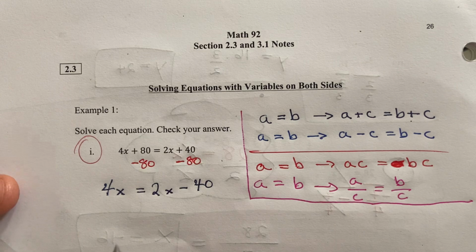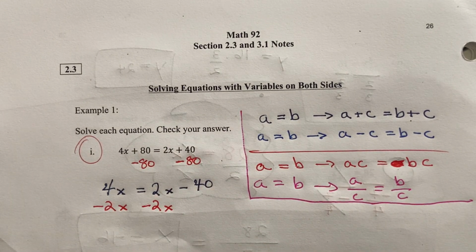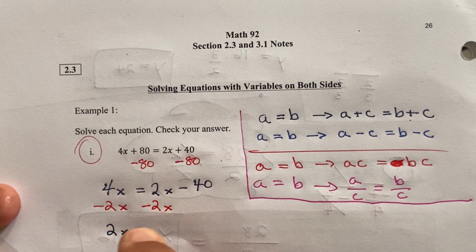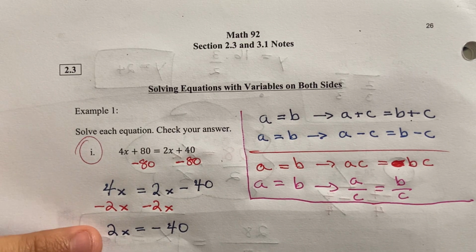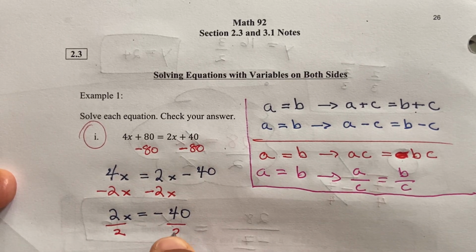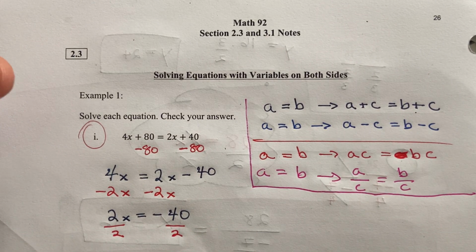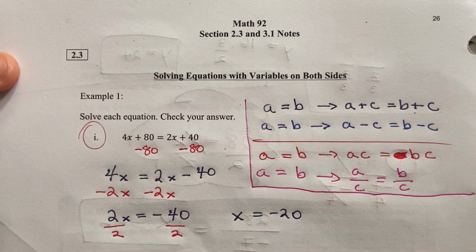Now I want to get these x's together. I'll subtract 2x. Again, that's the addition property of equality. And now to undo this multiply, I'm going to divide by 2. So this is the multiplication property of equality, really. So x would be negative 20.